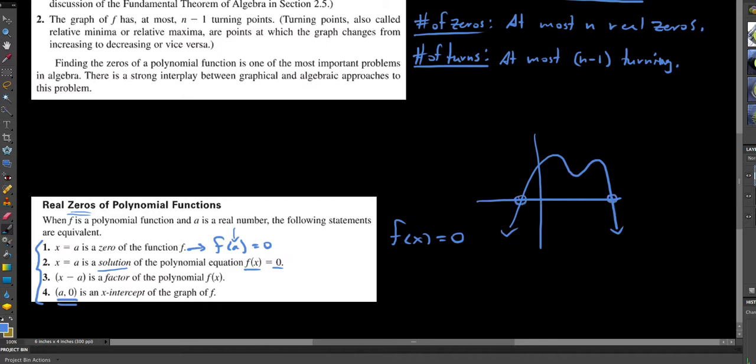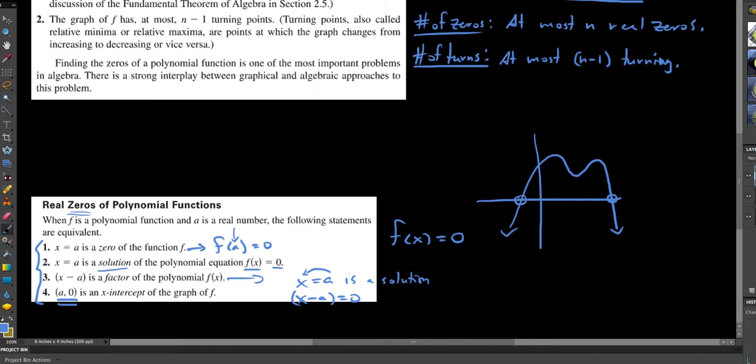And then last but not least, we say x minus a is a factor of the polynomial function f of x. Basically, if x equals a is a solution, then if we set this back equal to 0, it would imply that x minus a had to be one of the factors of our polynomial function, since we would have had to set that factor x minus a equal to 0 to obtain the solution x equals a in the first place.